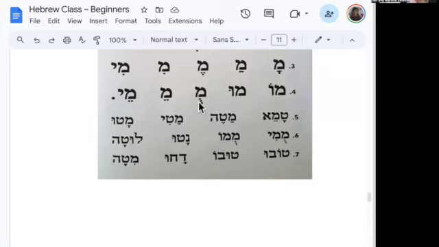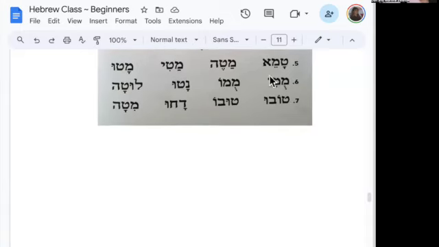Mo, mu, may. Perfect. Line 5. Tame. That means impure, right? Correct. Mate. Yes. That mate is the rod of Moses. Oh, mate, the rod? Stick, yeah.